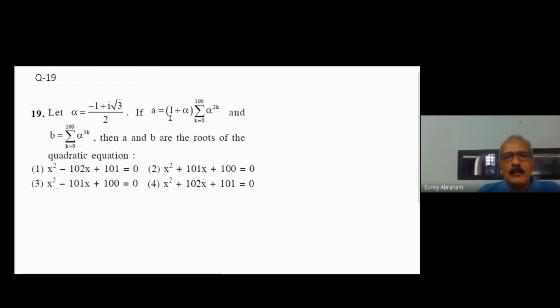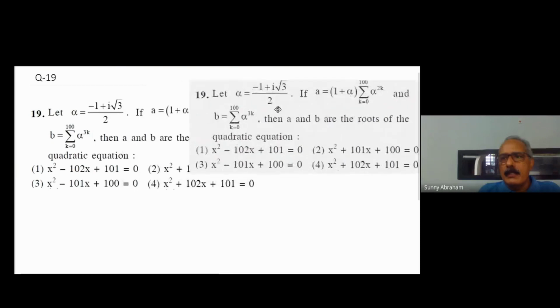A is equal to (1 + alpha) into summation alpha raised to 2k, and B is equal to summation alpha raised to 3k, k is equal to 0 to 100. There are 101 terms, remember. Okay, now let us go to the question, how to solve.